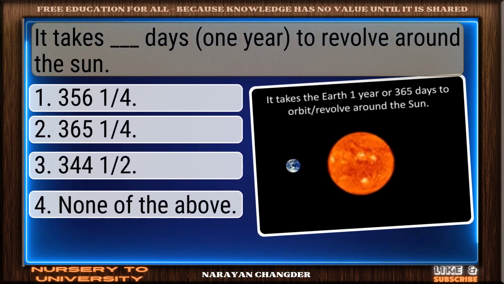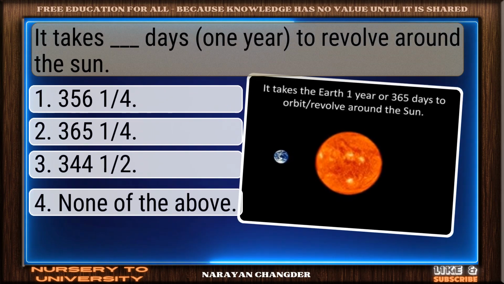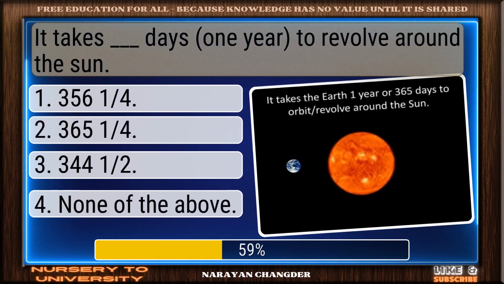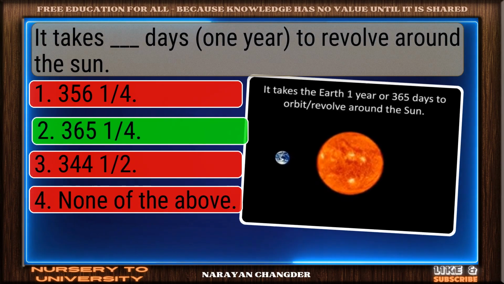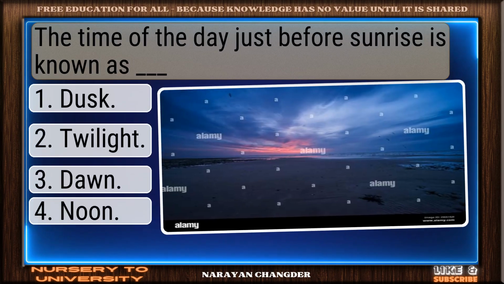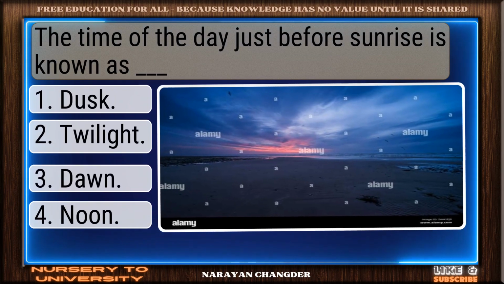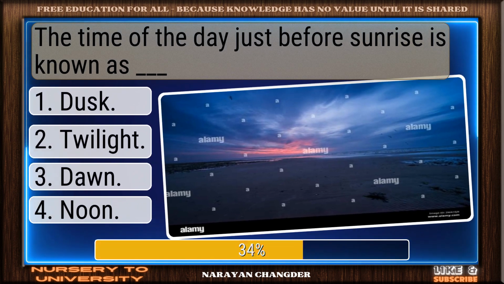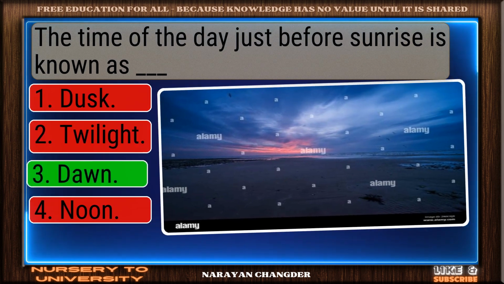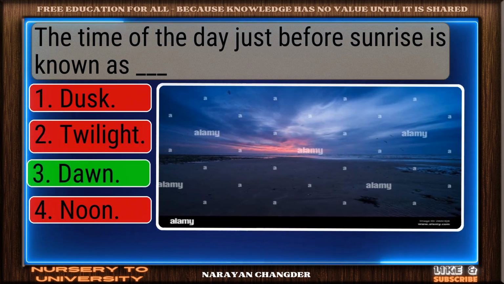It takes dash days to revolve around the Sun. Good thinking. 365 is the right answer. The time of the day just before sunrise is known as dash. Great job. Dawn is the accurate answer.